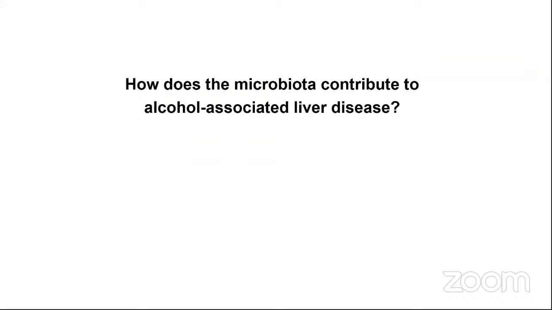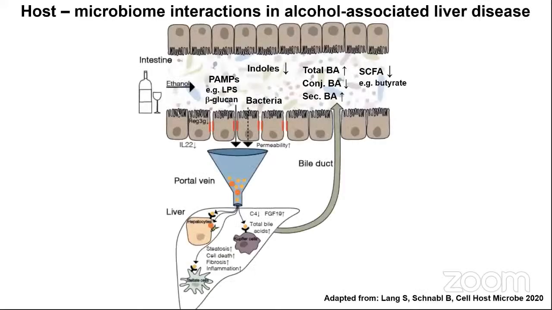So the question is, how does the gut microbiome contribute to alcohol-associated liver disease? And I will just summarize many of the findings from the last several years. And this is a review we published also recently. You can see on top the intestine with the gut lumen. And then the intestine, as you know, is connected via the portal vein to the liver. So all the venous blood is drained via the portal vein to the liver.